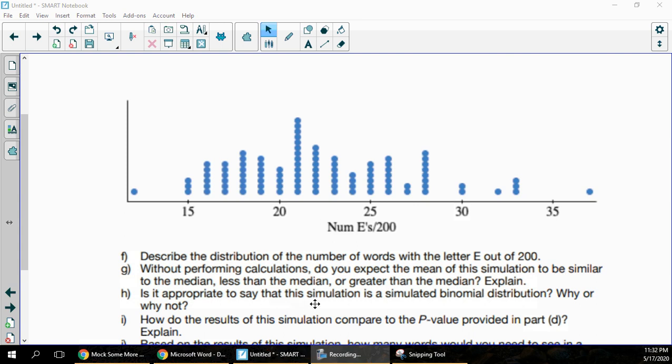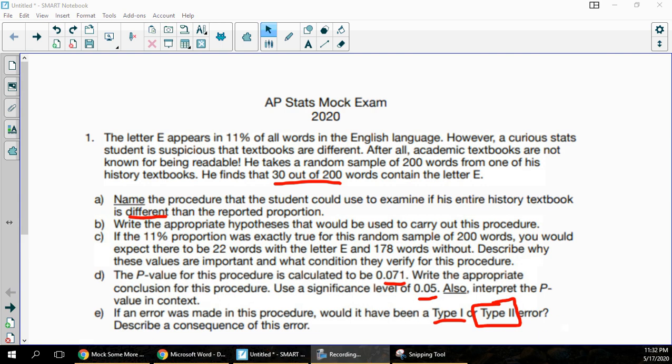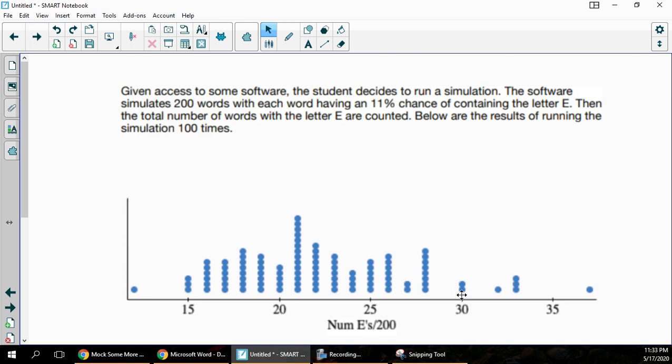So how do the results of this simulation compare to the p-value provided in part D? Now this is a little bit tricky, so follow me here. In this problem at the beginning, it said we found 30 out of the 200 words contain the letter E. So on this graph, 30 out of the 200, that's 1, 2, 3, 4, 5, 6, 7. 7 dots were 30 or more. But remember, it was a two-sided test. So I've also got to include the other side. Now, what's the other side? Well, 30 was 8 away from the mean. 11% is 22. Right? So 22 to 30, that's 8.